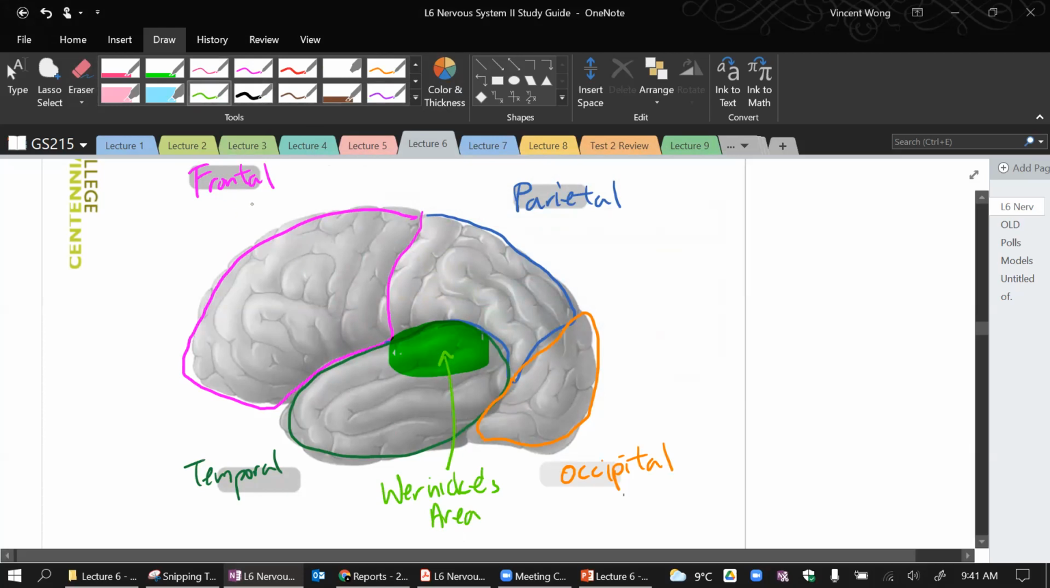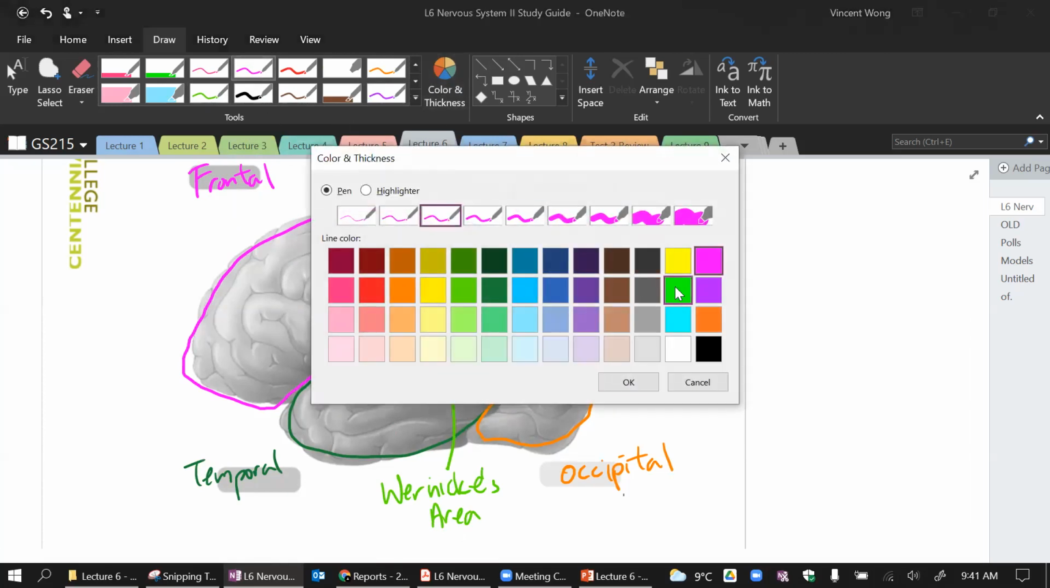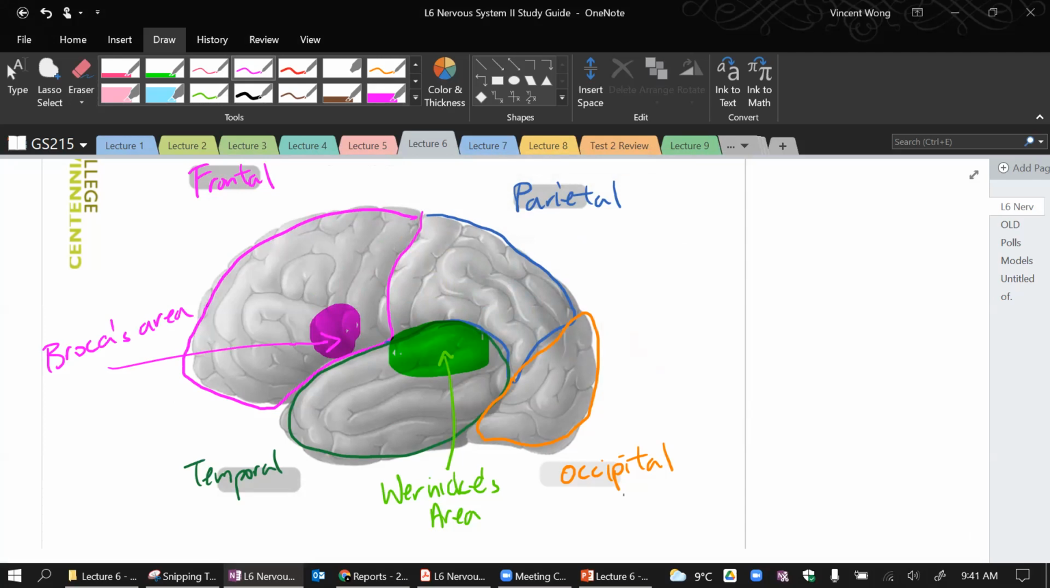The next one is the Broca's area. The Broca's area is around here in the frontal lobe. For most people, it is on the left side of the brain. That is the Broca's area. It allows you to speak in a fluent manner, to use the correct syntax.